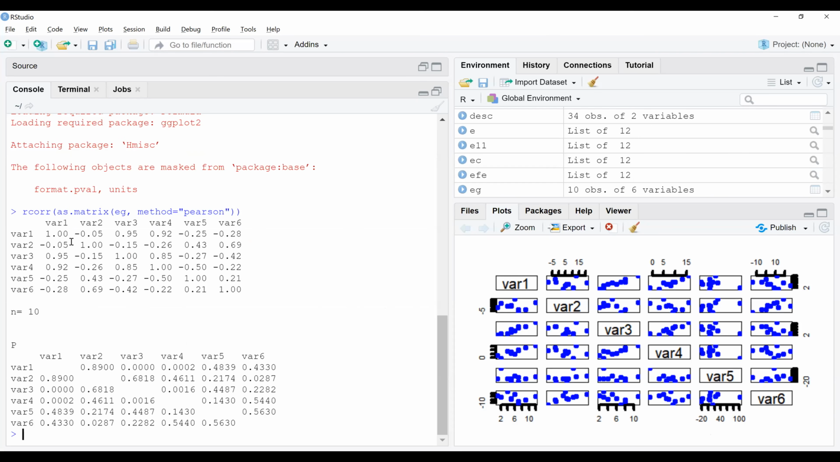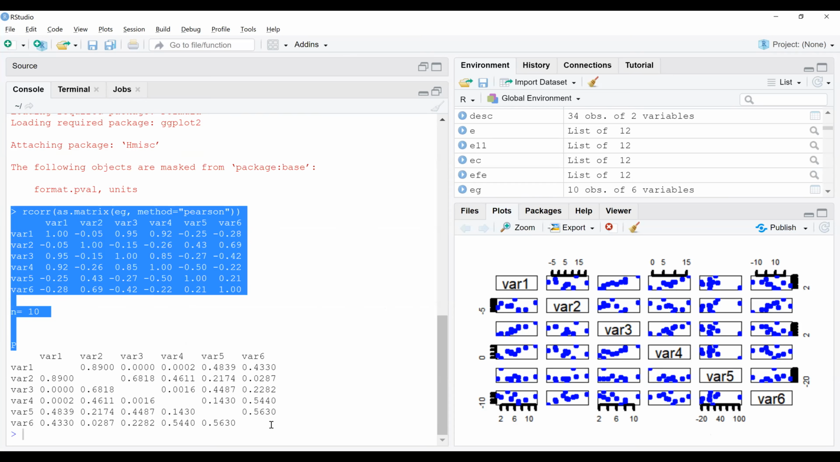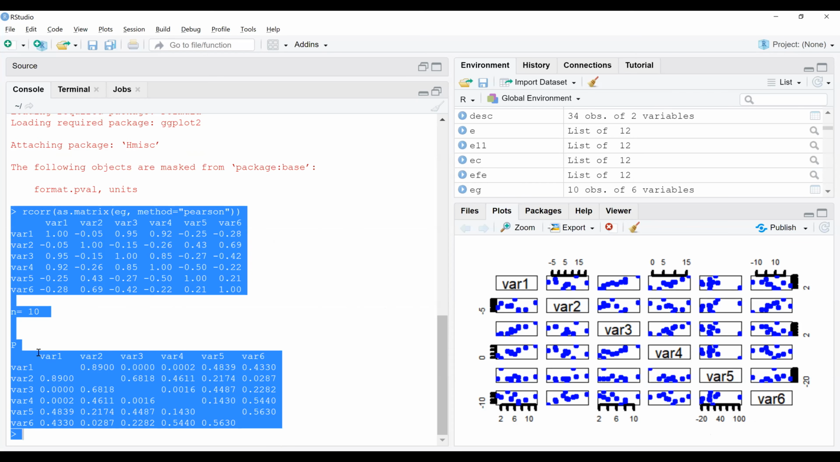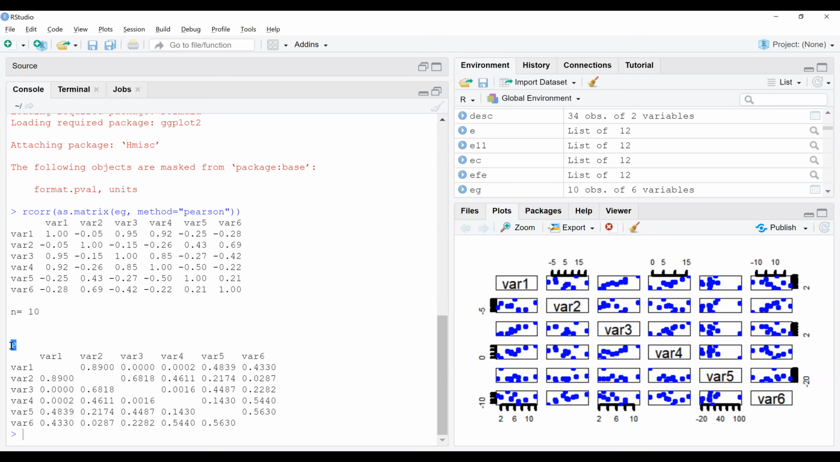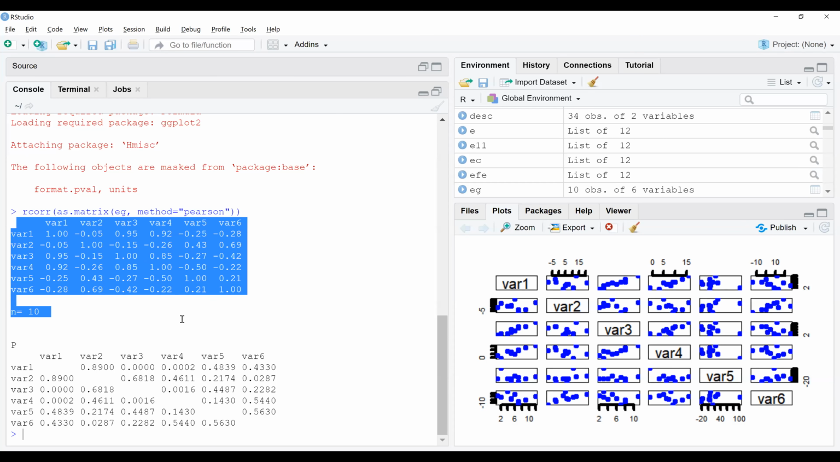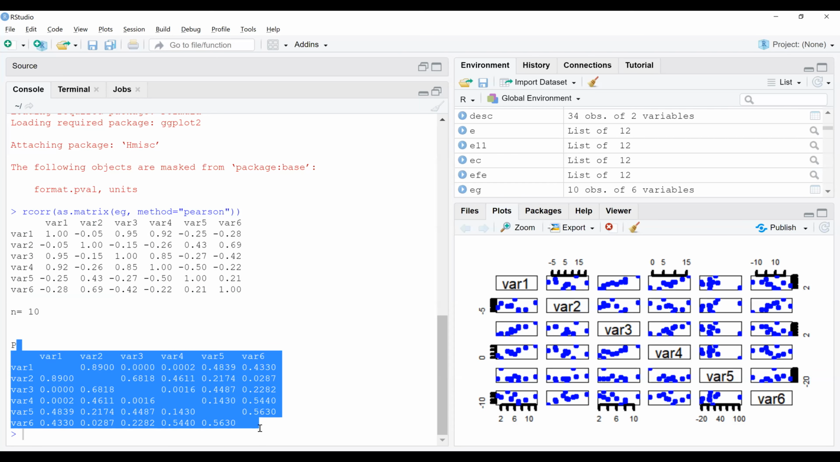So you have to look at my table here. The bottom table has P written on it. That's a P. Everything below the P is a P value, but everything above the P is the correlation coefficient. So you have the correlation coefficient at the top, and for every correlation coefficient, there is a matrix of its corresponding P values.